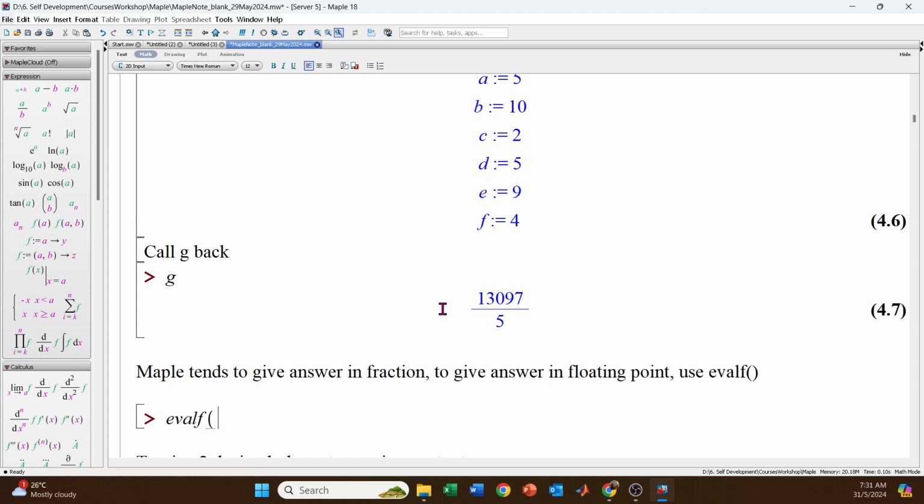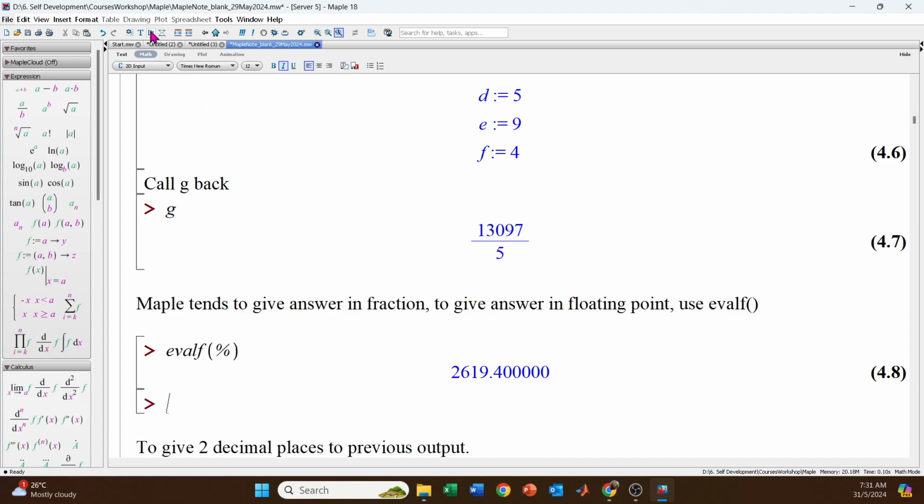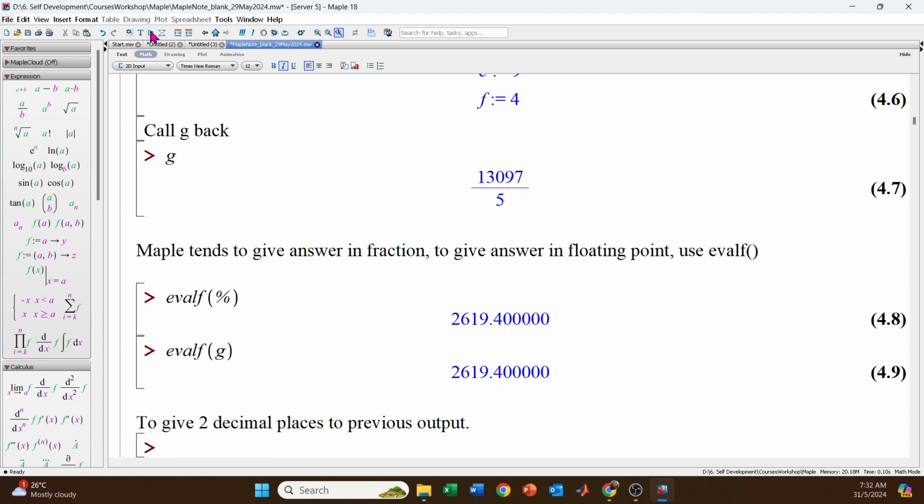Okay, you can call percent. Percent stands for the latest output, referring to 13,097 divided by 5. Or you can use evalf. This is calling back the G. Also can. Okay, if you want to give 2 decimal places to the previous output, then you may use 2 decimal places on the previous output.